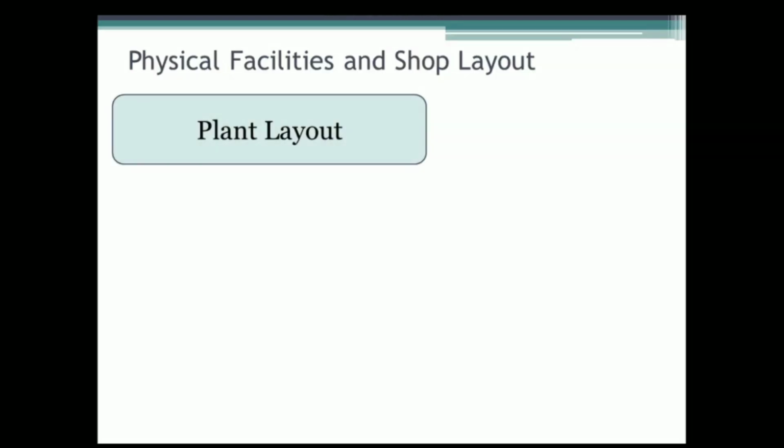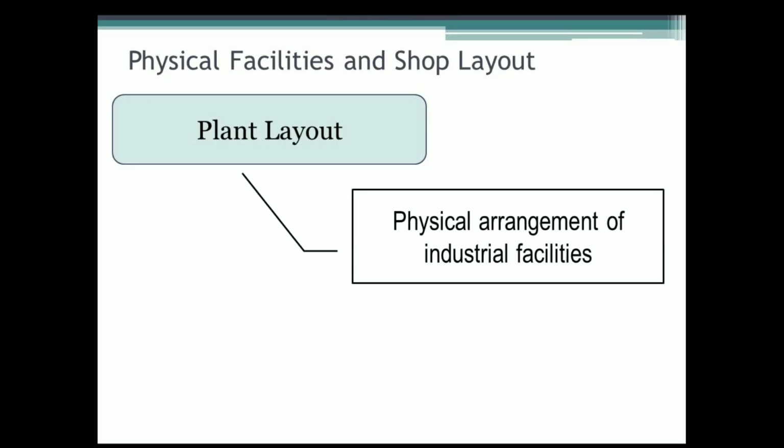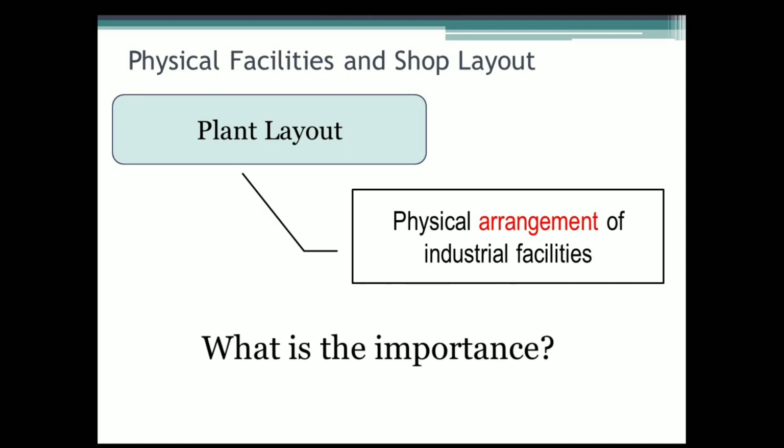Let us now proceed with the last topic under physical facilities and shop layout, which is the shop plant layout. When we speak of plant layout, it is a physical arrangement of industrial facilities. The arrangement of plant layout is either in a blueprint or in actual setup. It includes the spaces needed for the material movement, storage of services and activities, supporting the operation, and operating equipment and personnel. Now, what is the importance of plant layout?